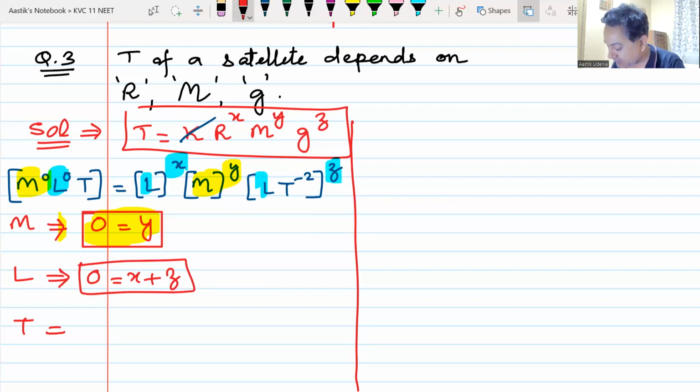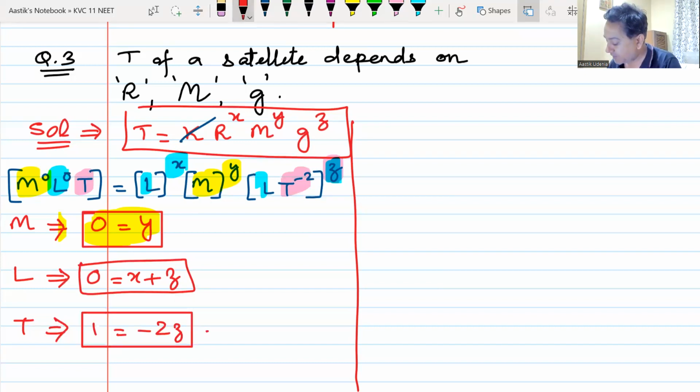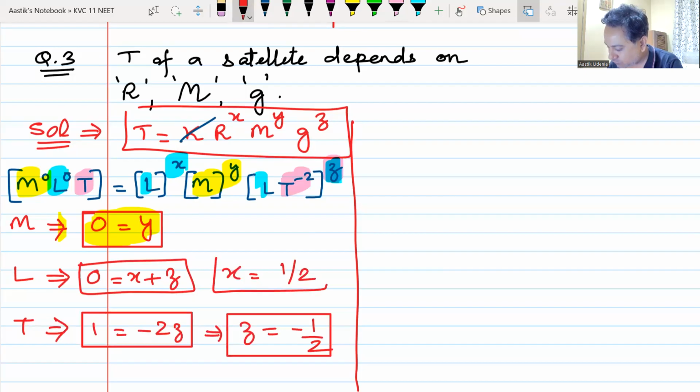Let us move on to T. And what about T? This thing, my favorite color. 1 equals minus 2Z. That is correct. I hope I get a good block. Okay. From here I can get the value of Z. Z is minus 1 by 2. X is already 0. And X becomes 1 by 2. Yes or no? Yes, sir.